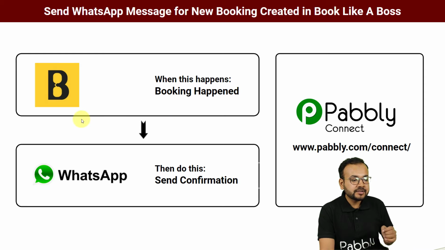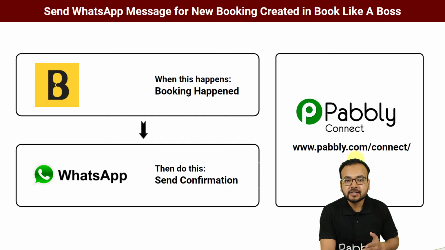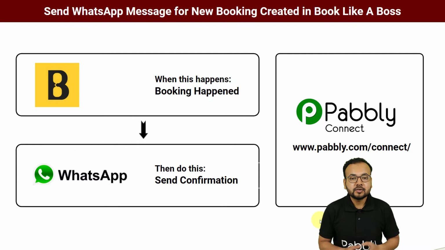Here we are using the Book Like a Boss application to take bookings from the customers. In place of this, you can use any other booking application like You Can Book Me or Acuity Scheduling. As and when the booking happens, the confirmation message of this booking is going to be delivered to the WhatsApp account of the customer automatically. To set up this automation, we are using Pabbly Connect, which is an integration and automation tool. And the best part is you can set up this automation very easily without any coding skills or programming knowledge. So let's set up this automation together right now.